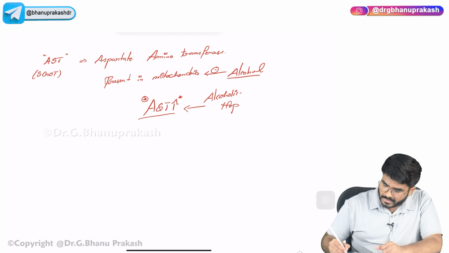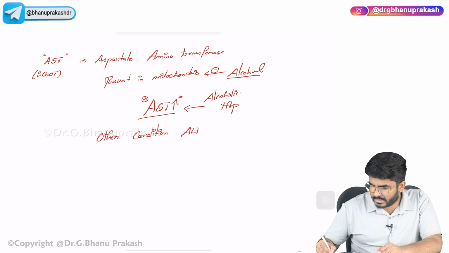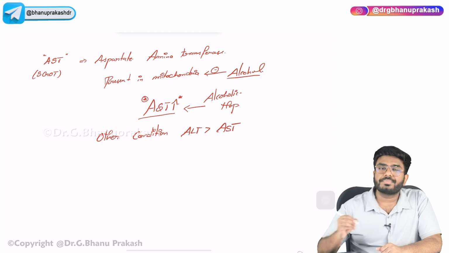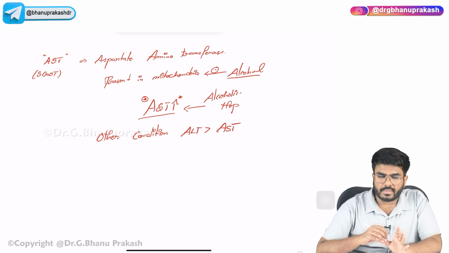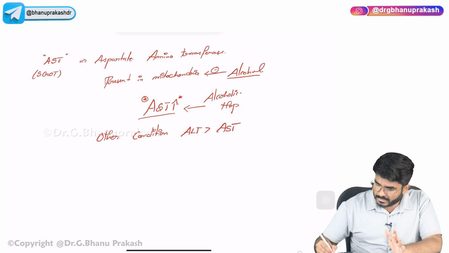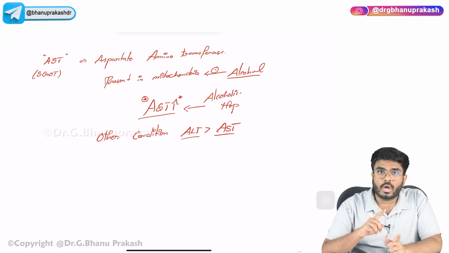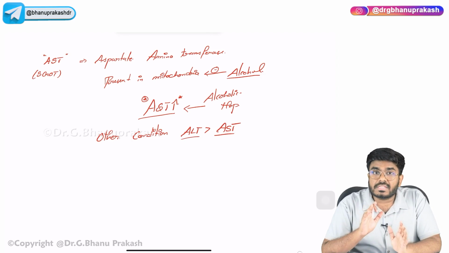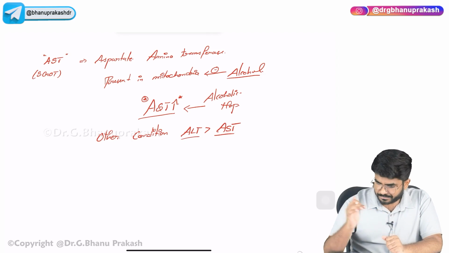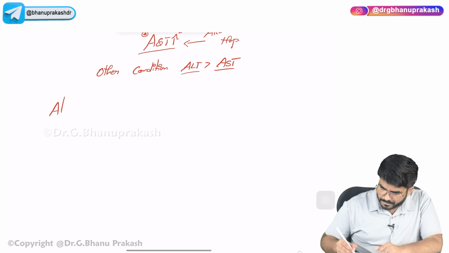Usually in other conditions, ALT levels will be greater than AST levels. That is something usual. In all the liver conditions both AST levels and ALT levels increase, but ALT is usually greater than AST. But this is the one condition, alcoholic hepatitis, where the AST levels are higher than ALT levels. This is the one thing. Apart from this, what else you should know is alkaline phosphatase, the other enzyme.